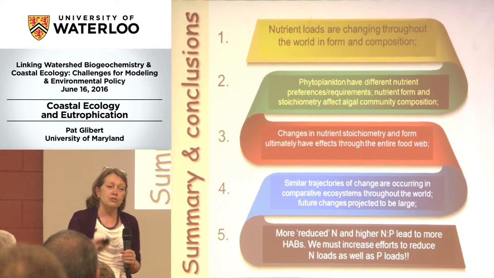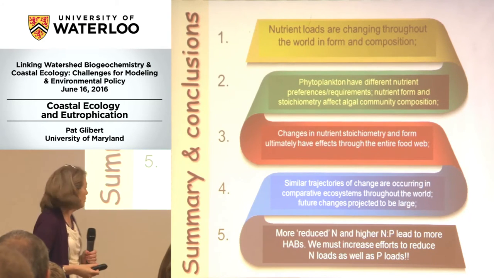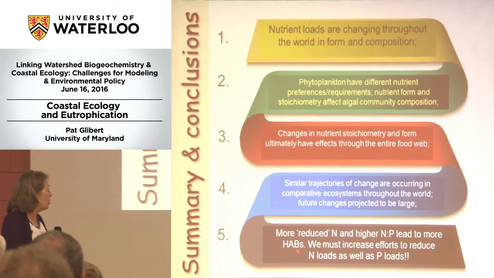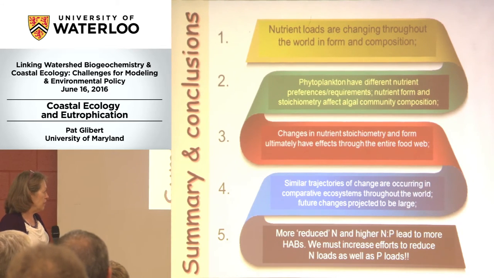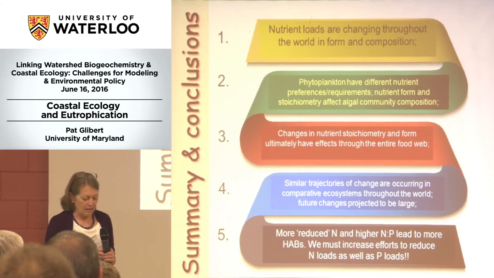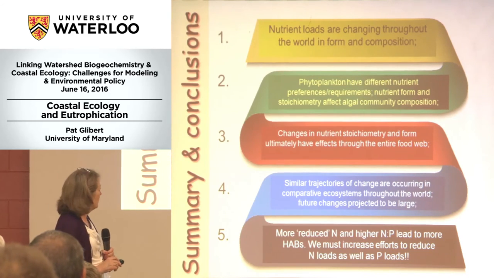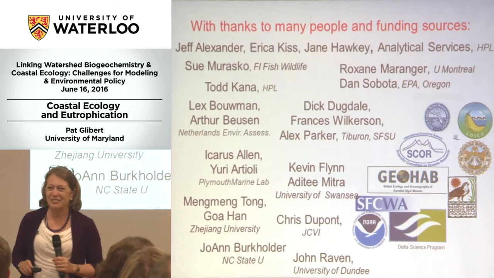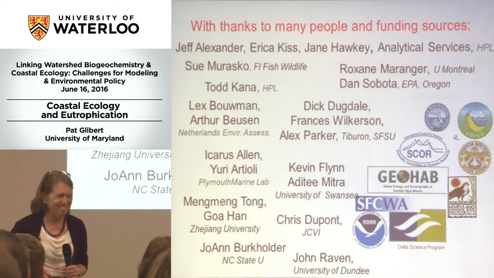More chemically reduced nitrogen, as ammonium, urea, and higher N:P are leading us to more HABs. So we have to continue our efforts to reduce nitrogen as well as phosphorus loads. And with that, I want to thank lots of people who've contributed to a lot of the work that I've shown you today. And thanks for your attention.